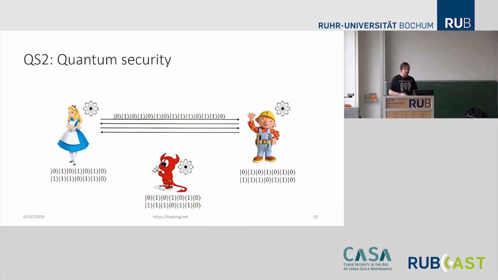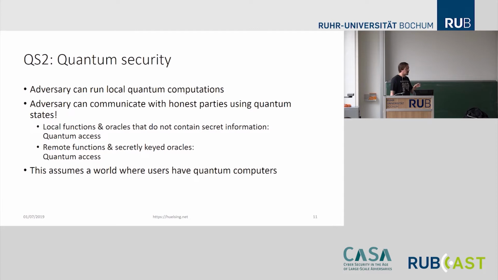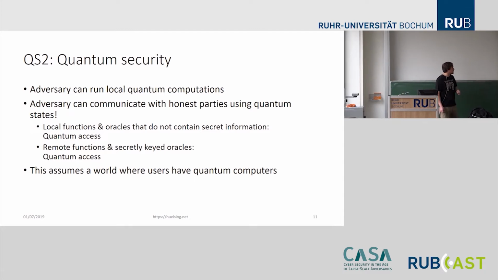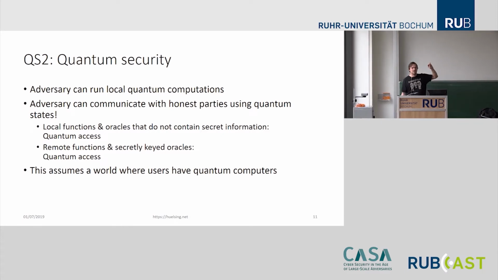Then the third world is QS2, which most people call quantum security. Here also Alice and Bob are quantum, or have quantum computing abilities, and are communicating over some quantum channel. So in this case, suddenly also these remote function calls and secretly keyed oracles have to allow quantum access. And this is the setting where some of you might have heard talks about breaking symmetric key crypto using Simon's algorithm. Alex May and Gregor Leander actually had a paper on this some time ago.